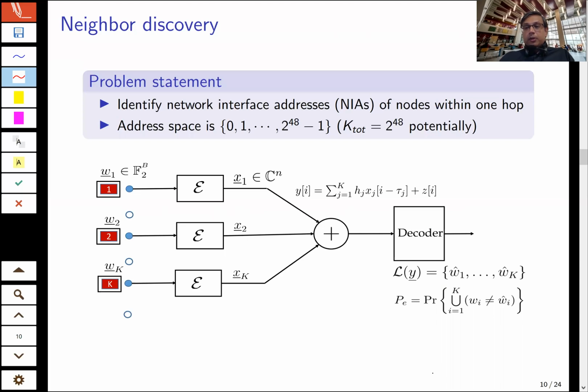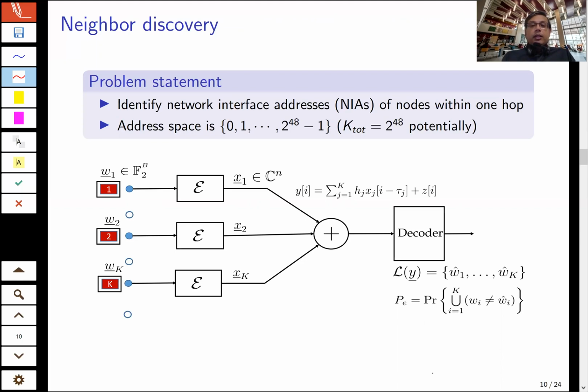So if you consider the problem where you have a wireless network and a device wants to know the IP addresses of devices which are within a one hop neighborhood from this device. One way to think about this problem is to consider the multiple access problem that I just defined, where each user has no payload to transmit, but has only the identity of the user to transmit. And this problem is called the neighbor discovery problem.